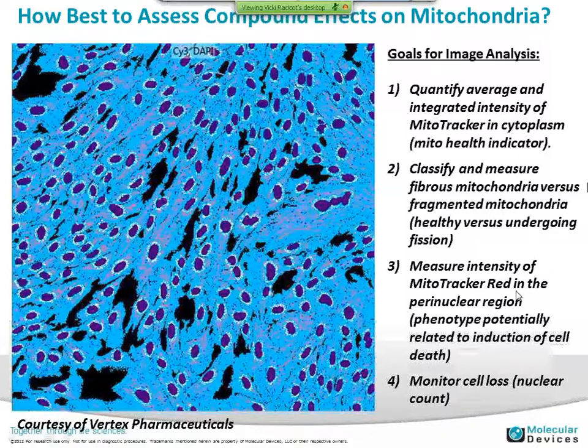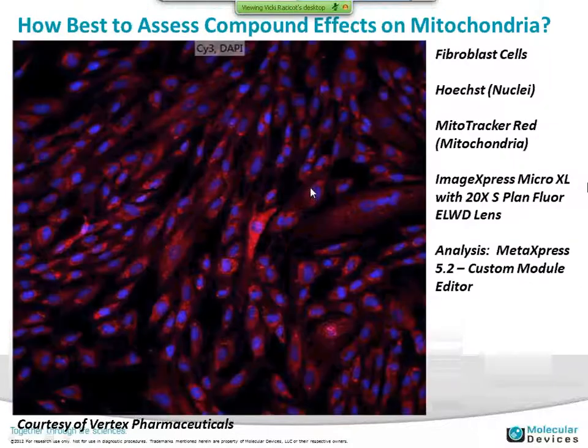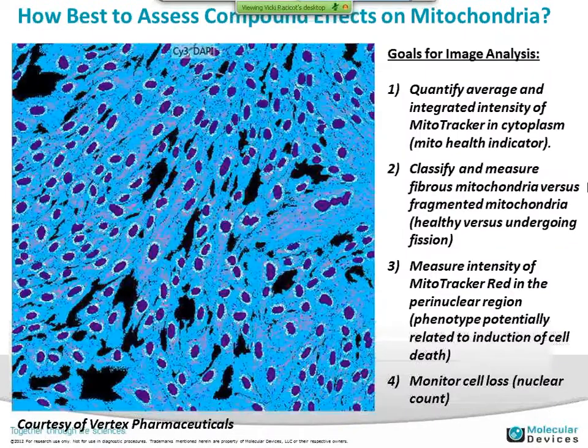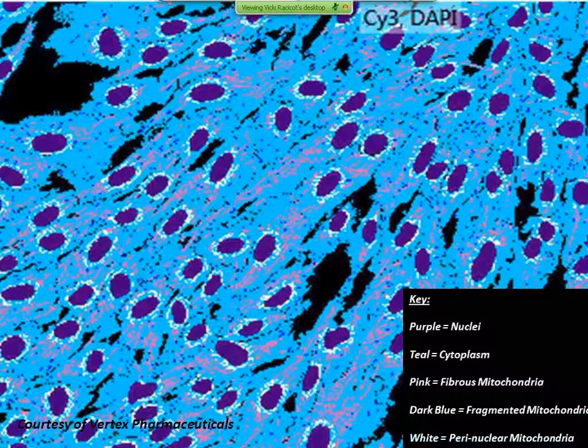We're also looking to measure the intensity of MitoTracker Red in the peri-nuclear region. So this is a phenotype that's potentially related to the induction of cell death, as we saw in the example from the literature in the prior slide. And of course, we want to monitor general toxicity by monitoring cell loss across our treatment course.